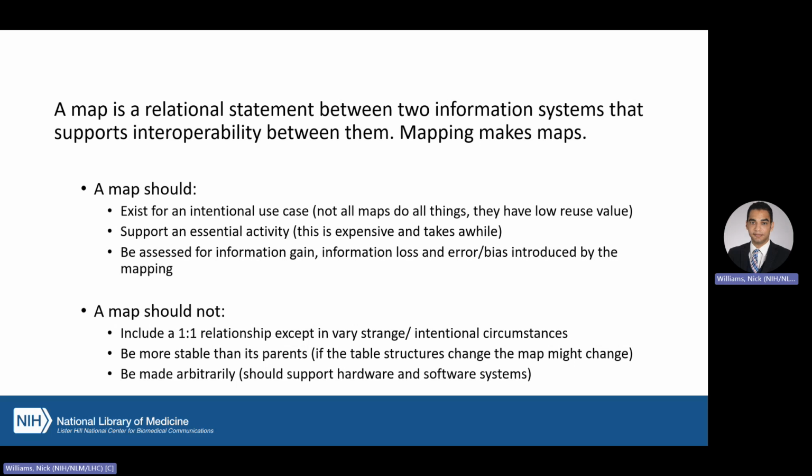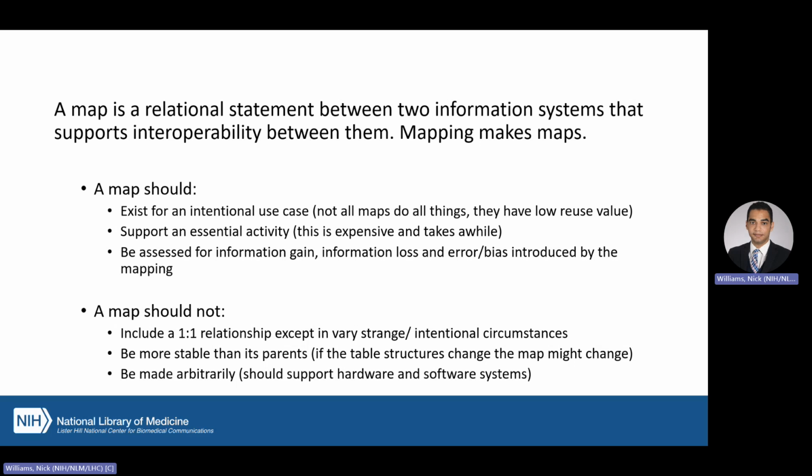We hold that a map is a relational statement between two information systems that supports interoperability between them. The act of mapping makes maps. A map should exist for an intentional use case. Not all maps do all things. They have a low reuse value.